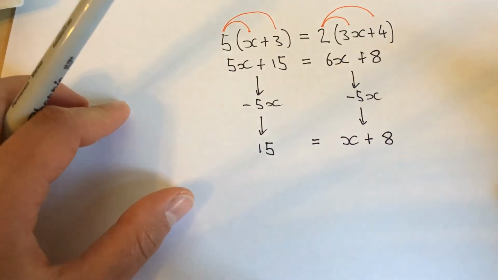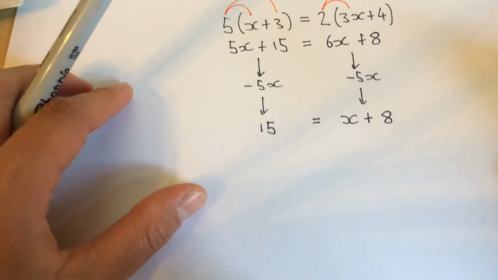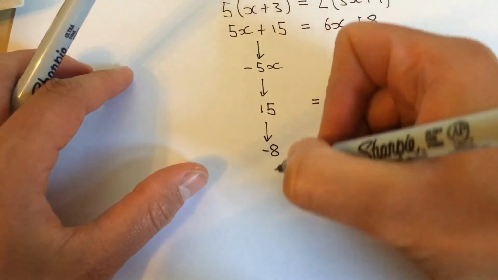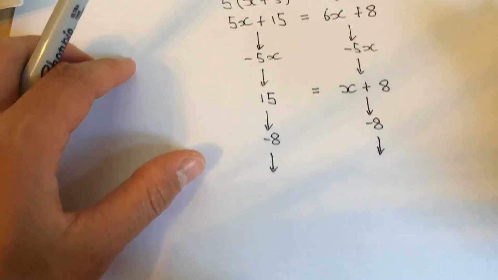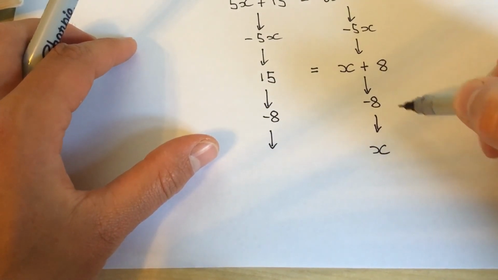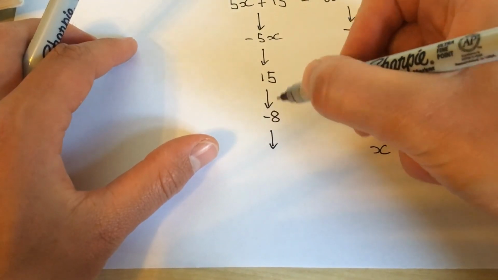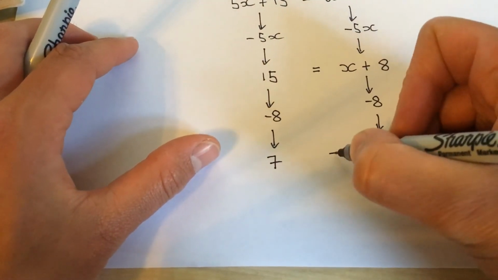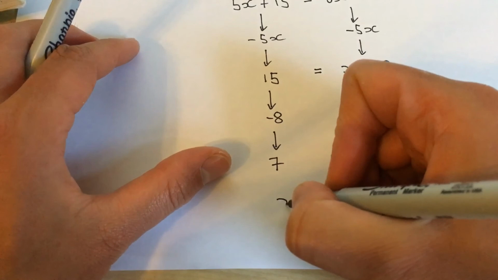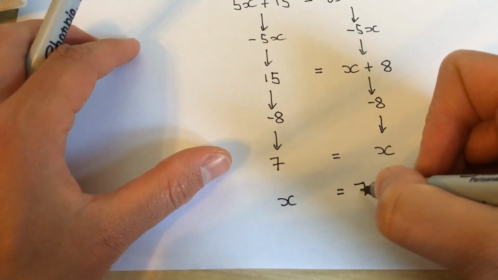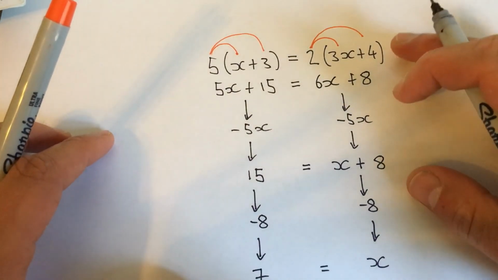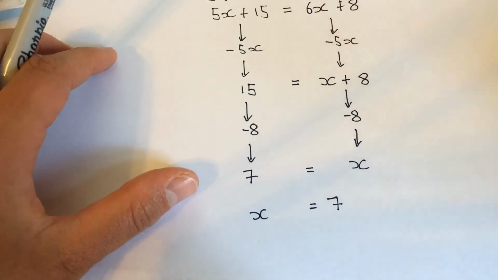Now I want 1x on its own, so what's the next thing I'm going to do? I'm going to subtract 8 from both sides of the equation. So on the right hand side, I have x on its own, because 8 minus 8 is 0. And on the left hand side, I have 15 minus 8, which of course is 7. So this tells me left to right that 7 equals x, or as we write it more commonly, x equals 7. If 7 equals x, then x equals 7. And that's the solution to this equation here. X equals 7.